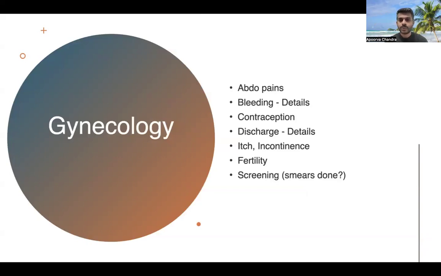History for gynecology, you need to talk about abdominal pain, bleeding, and if there is bleeding, the more details about the bleeding, how much is the amount of bleeding, what is the frequency of bleeding, are there any associated symptoms, you need to elicit all that history. Any contraception used, is there any discharge, and again, if there is discharge, what is the type of discharge, color of discharge, nature of discharge, is it blood tinged or not, when did the discharge start, what is the amount of discharge, you need to elicit all this history. Is there any history of itch or incontinence? Ask also about fertility, and also ask about if there is any smears that's been done for screening as well.